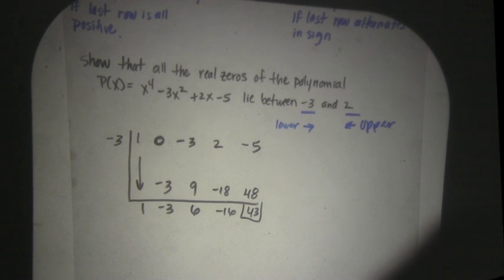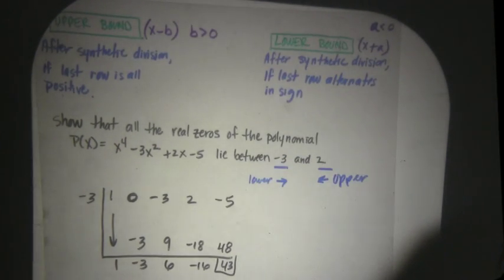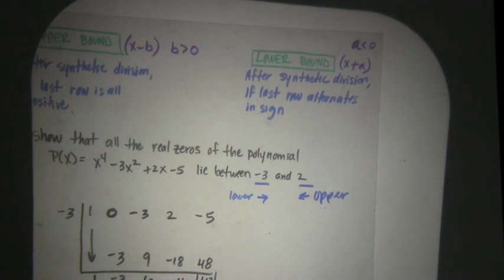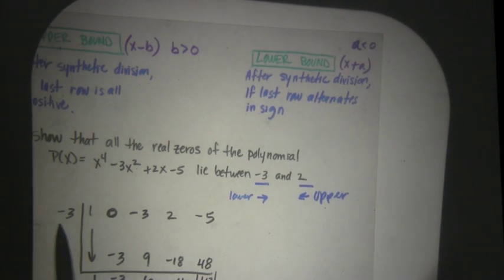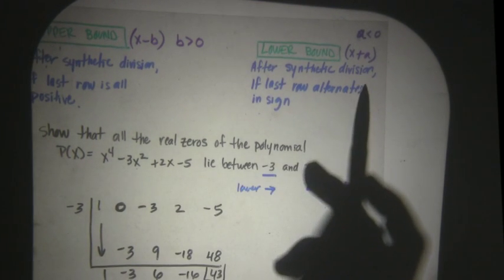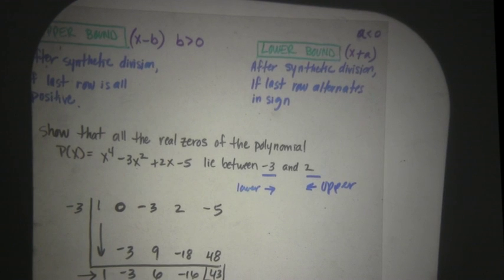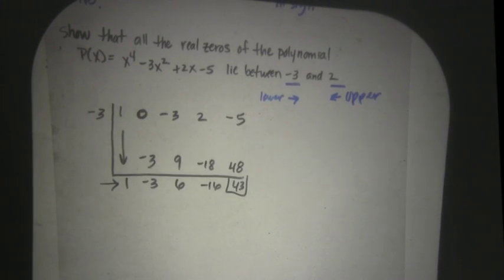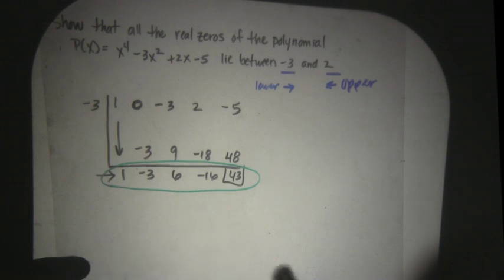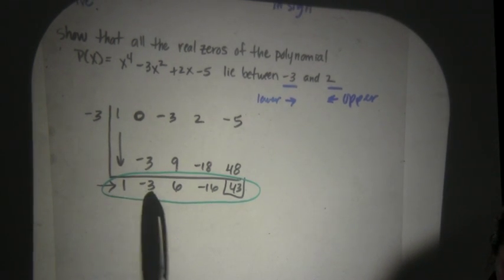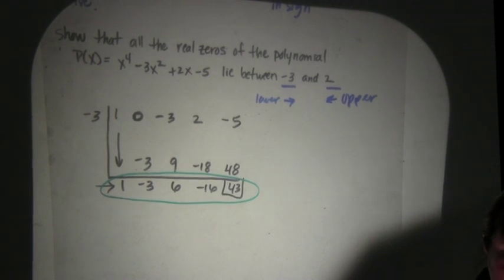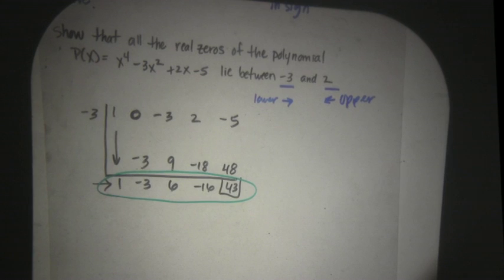Okay? So now, notice that for the lower bound, we have to be using synthetic division with a negative number. See, a is less than 0. So in this case, my a is -3. That's a negative number. It's less than 0. So my lower bound can apply. And after synthetic division, we look at the last row right here, and we are looking for the entries in that row to be alternating sign. So we've got a positive, a negative, a positive, a negative, a positive. That's alternating sign. That tells us that -3 is in fact a lower bound.